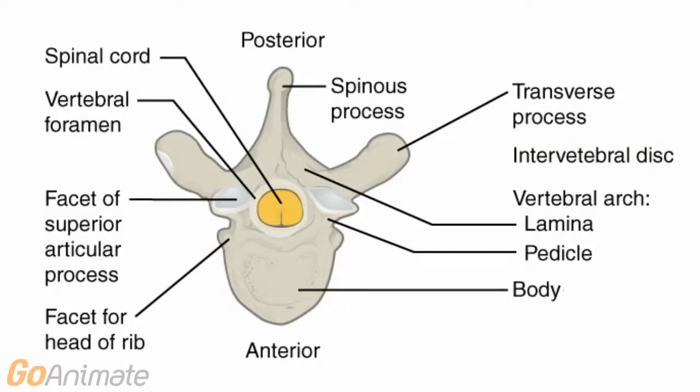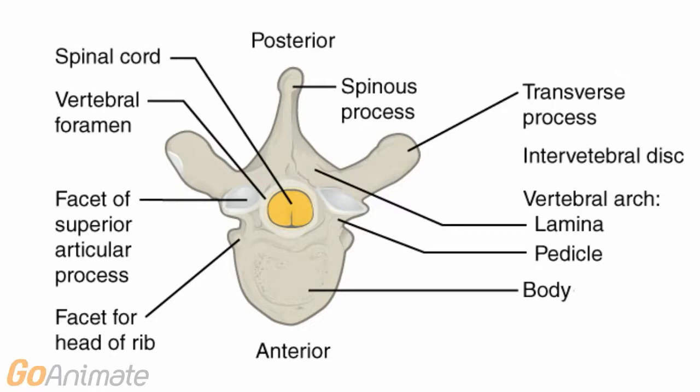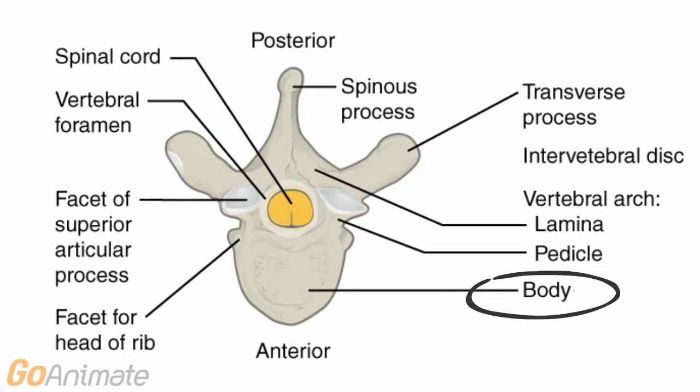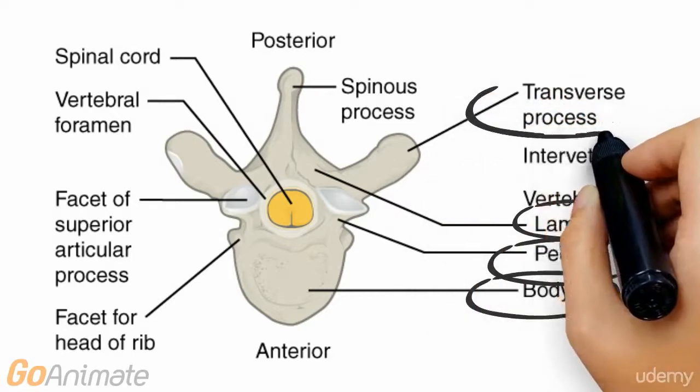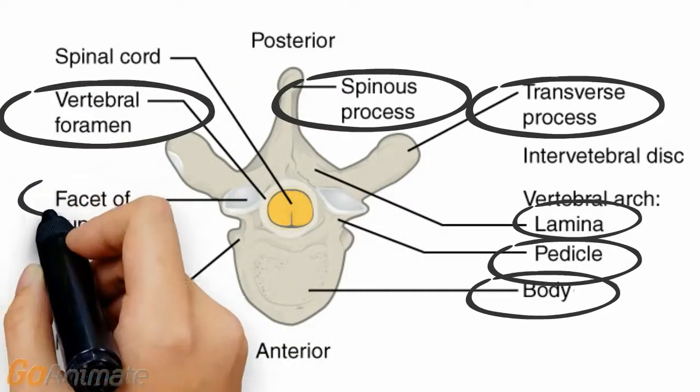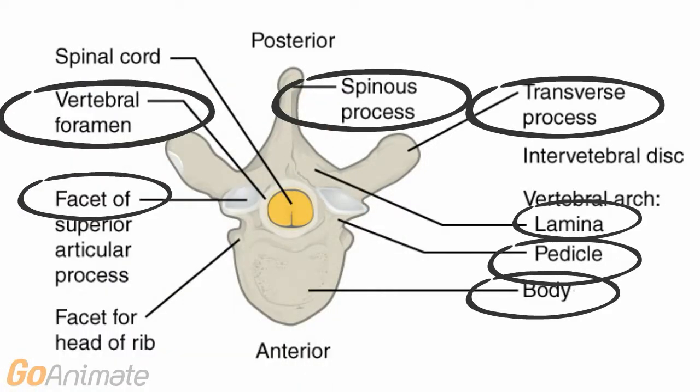Here are the main parts of a vertebra. There is a body that bears most of the weight. The vertebral arch consists of the pedicles and lamina. The transverse and spinous processes are sites for muscle attachments. The vertebral foramen is a space for the spinal cord. There are also a number of flat areas where other bones connect, called facets.